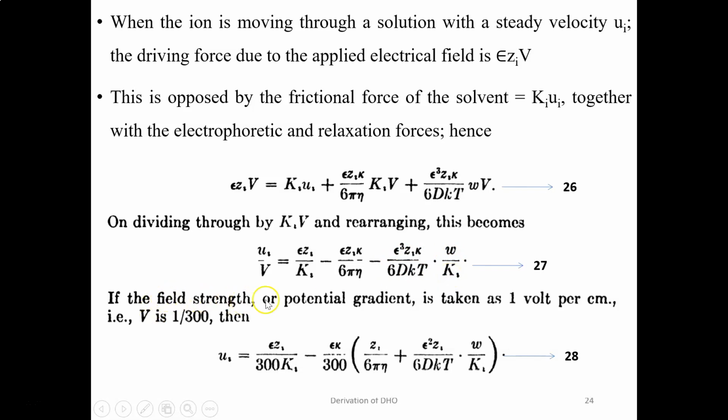If the field strength or the potential gradient is taken as 1 volt per centimeter, v is 1 by 300. In that case, we can write ui is equal to epsilon Zi divided by 300 Ki minus epsilon kappa divided by 300 multiplied by Zi divided by 6 pi eta plus epsilon square Zi divided by 6 dkt into omega divided by Ki.